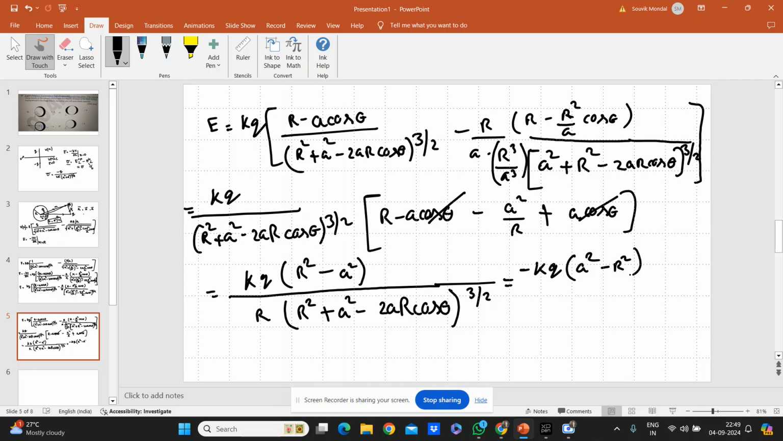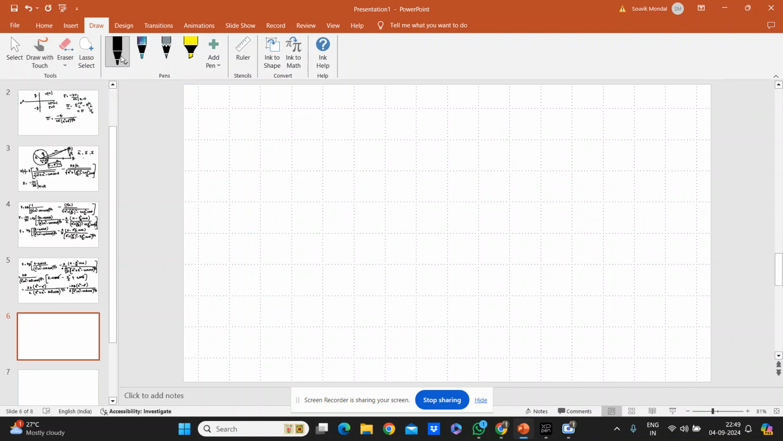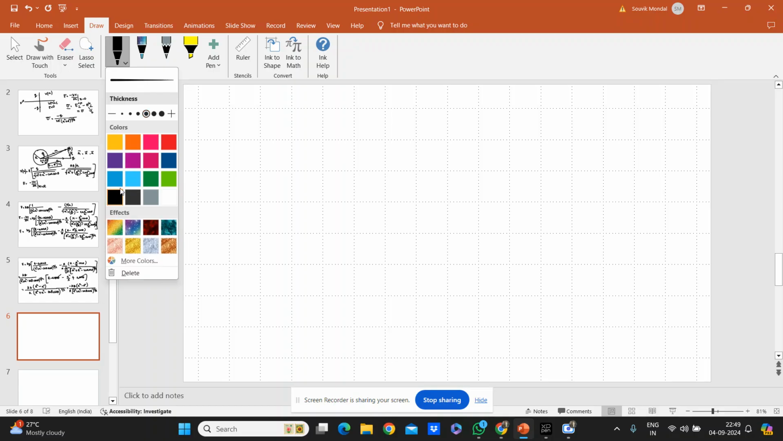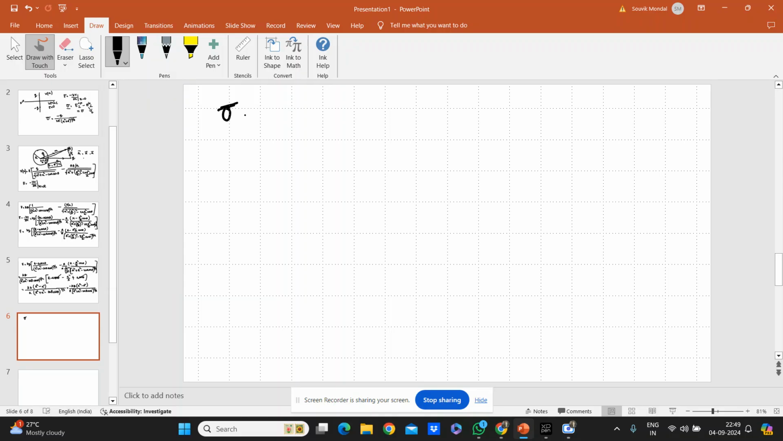Now as a is greater than r, you can just take a negative outside and write a square minus r square divided by r into r square plus a square minus 2ar cos theta to the power 3 by 2. So your electric field has come out. Now you can also check that this image charge density will give you the total charge, so you can integrate this. So sigma has come out. Sigma is the discontinuity in the electric field, the derivative of the potential.